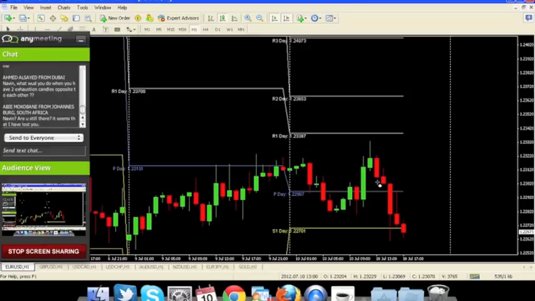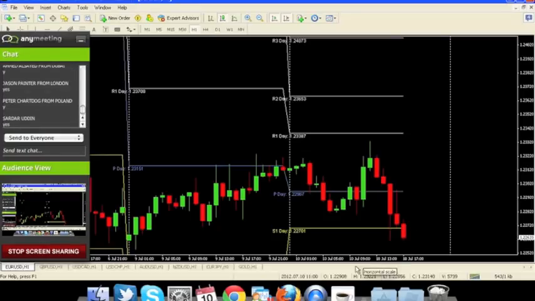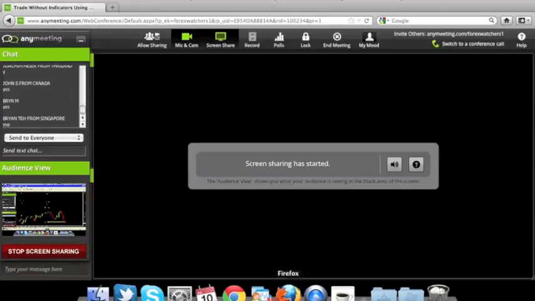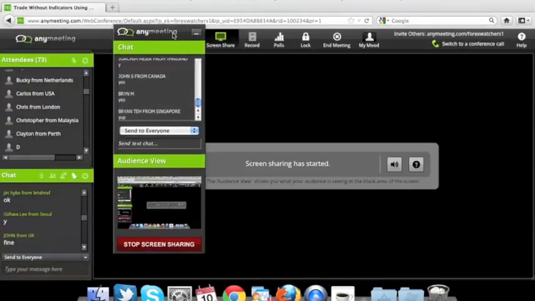Ahmed is saying, Naveen, what do you do when you have 2 exhaustion candles opposite to each other? Okay, that's an advanced question. We'll discuss that later. Abby is saying, Naveen, are you still there? It seems I have lost you. Can everyone still hear me and see my screen? Yes. Okay, let me turn off the beeps. They'll drive me crazy. Just a moment here. Okay, the beeps are off.